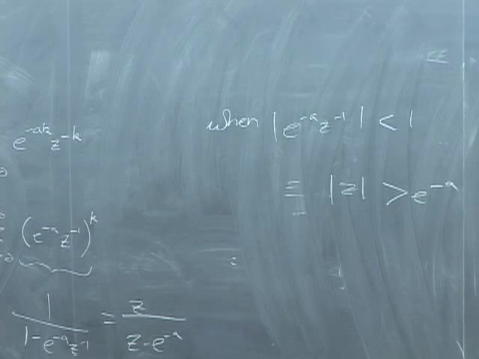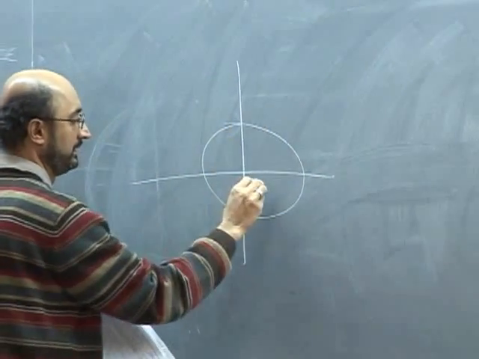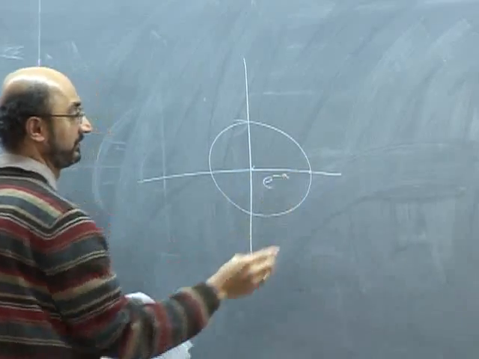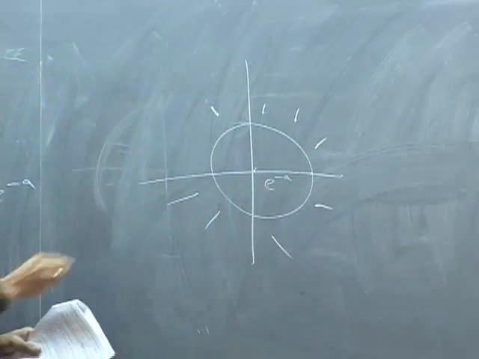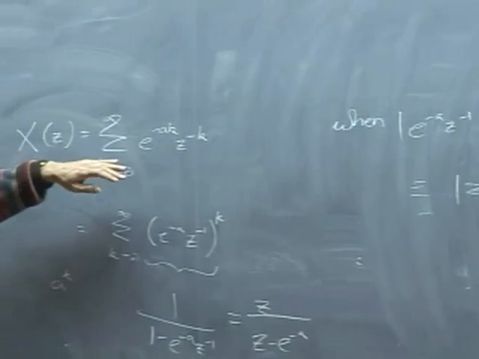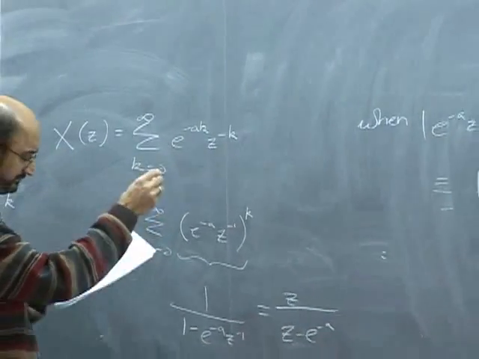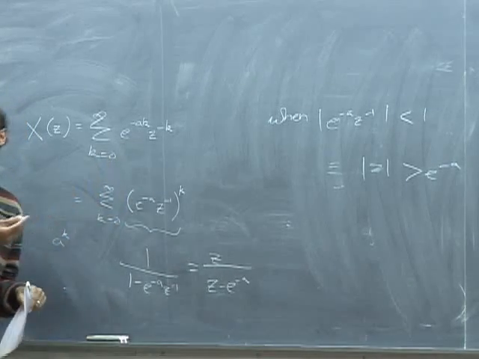So again, what we have is a sort of circle. In this case, the radius is going to be e to the minus a, whatever that is. So if a is 5, it's e to the minus 5, and as long as we choose a value of z greater than that, we're going to be fine. The series is going to converge. So what are we really saying? We're saying that this particular exponential is going to be... a could be negative, for example.